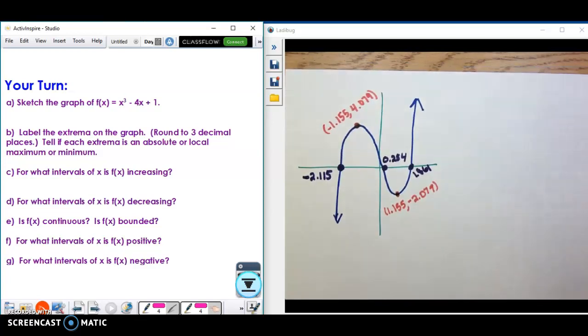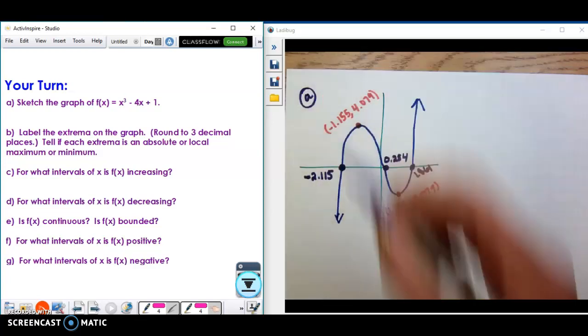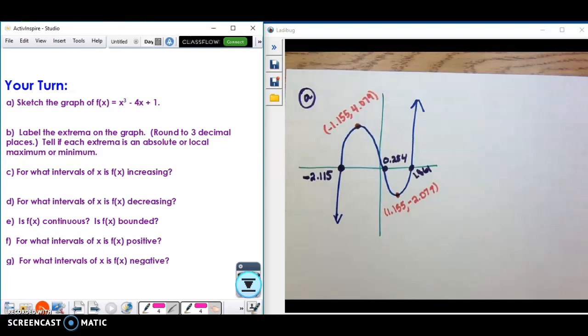So this is what part A said. Part A said for you to just sketch the graph. So here's a graph, and I have all the numbers that I'm going to need on there. Okay, so part B says label the extrema. So we know extrema is max or min, and we want to round to 3 decimal places. Tell if each extrema is absolute or local. So remember, local just means it changes directions. And another word for local is relative. You might see that instead. And then absolute means it has to be the absolute highest or absolute lowest point.